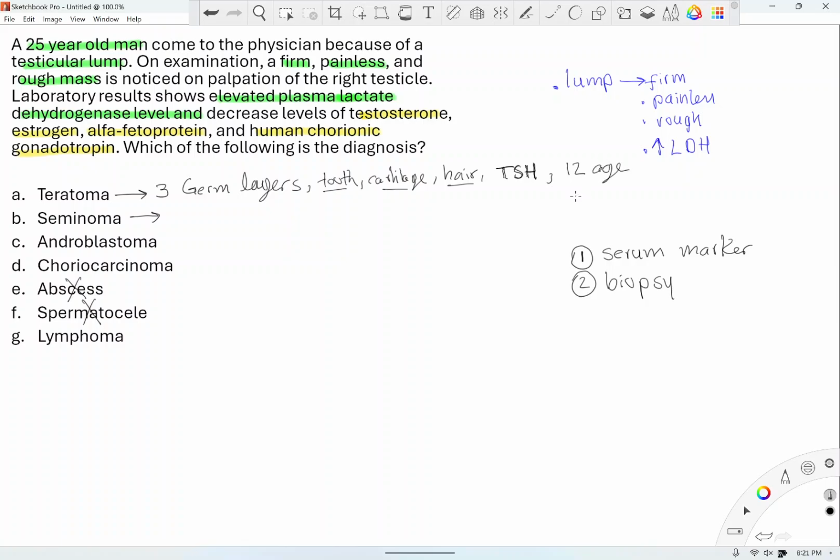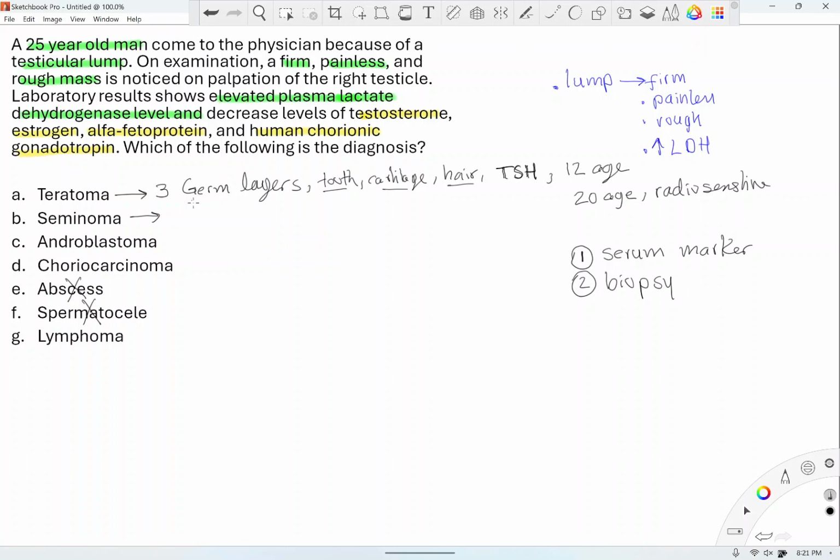Seminoma occurs in 20 year olds and older. Okay, 20 years old age. So that's unique to teratoma: teratoma is the only one that is radiosensitive. Radiosensitive. Okay, radiation will cure it. All these other tumors are radioresistant.